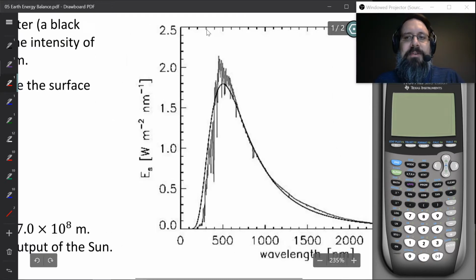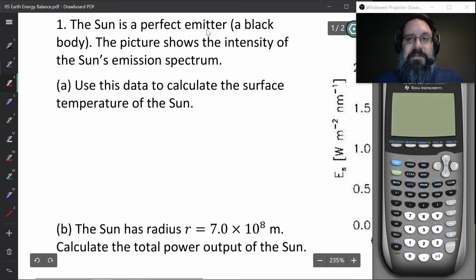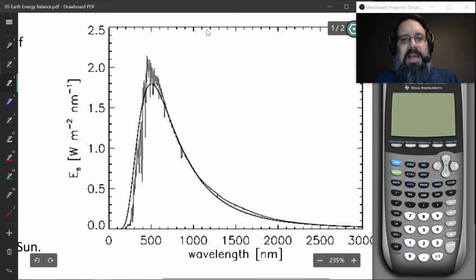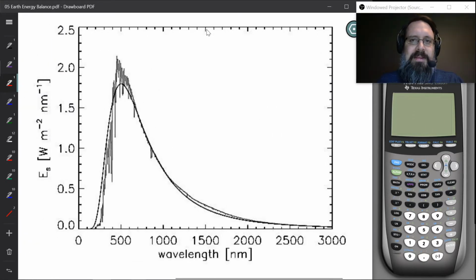From this, we want to be able to calculate the surface temperature of the sun. We collect this data with our telescopes, pointing them at the sun and looking at the light that the sun is emitting, and we want to figure out what the temperature of the sun is. So any ideas on how we can do that, guys?